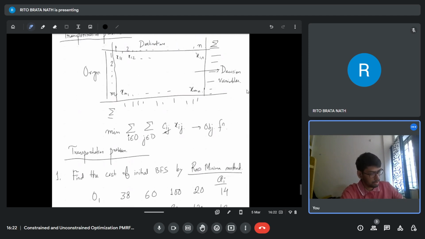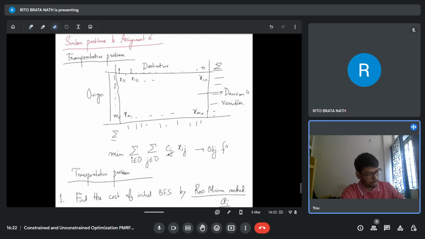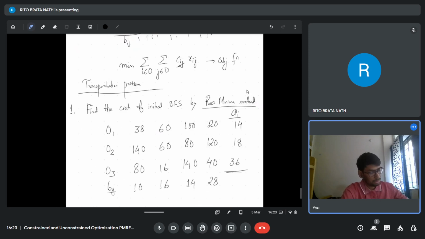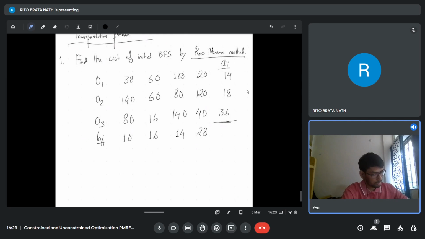So I think this should be AI and this should be BJ. And here it should be I and here it should be J. Okay, so if you add it up, you get 68 for this one, and for this one also you get 68. So this is a balanced transportation problem. So that's fine. You need not convert anything in this problem.